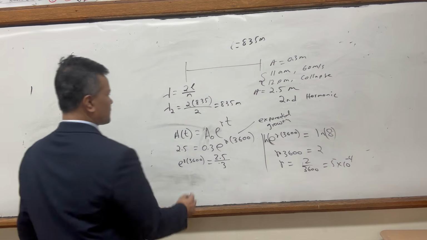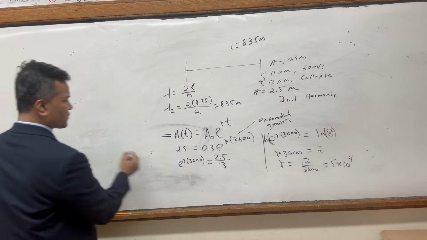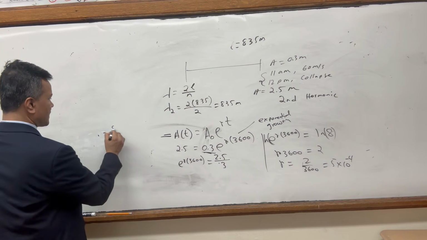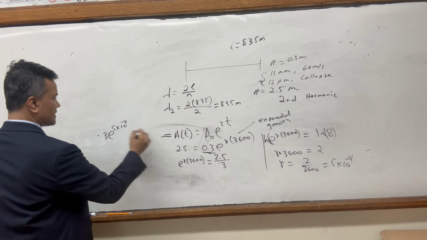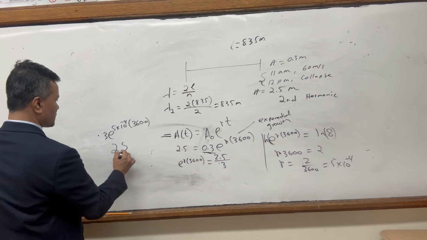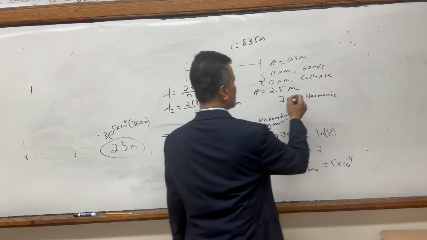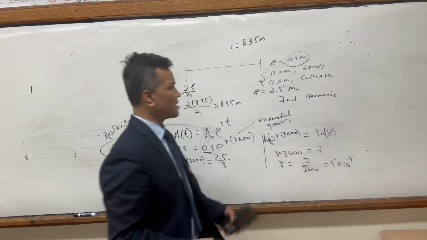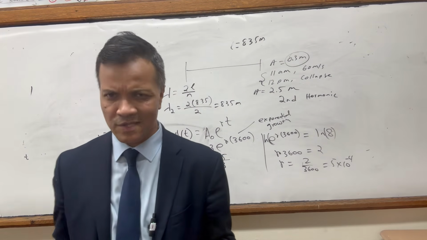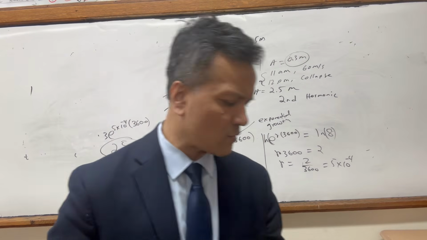Now if we come over here and do the math, 0.3 times e to the power r, which is 5 times 10 raised to negative 4, times t, which is 3600, gives us 2.5 meters. So the initial amplitude was 0.3 and the final amplitude was 2.5 meters. When the bridge collapsed, lots of people got killed, and that's called resonance.